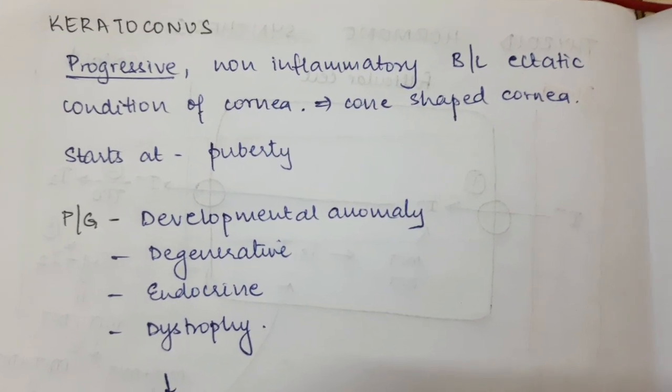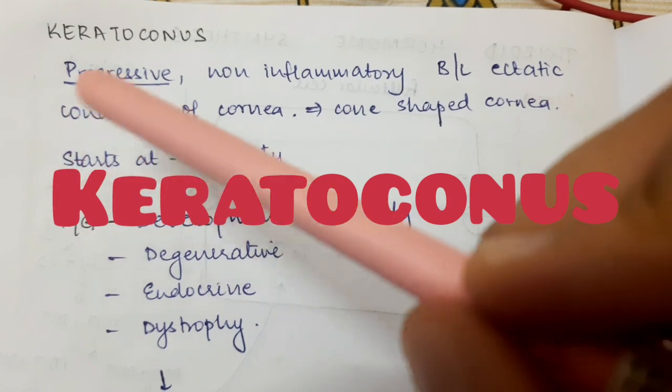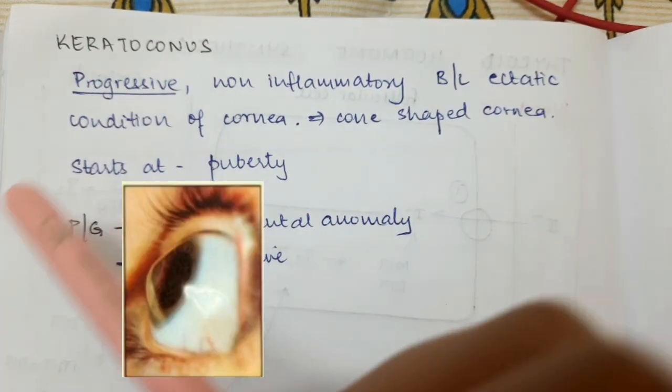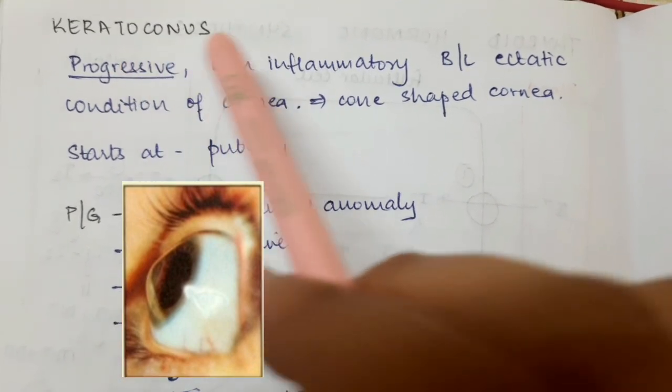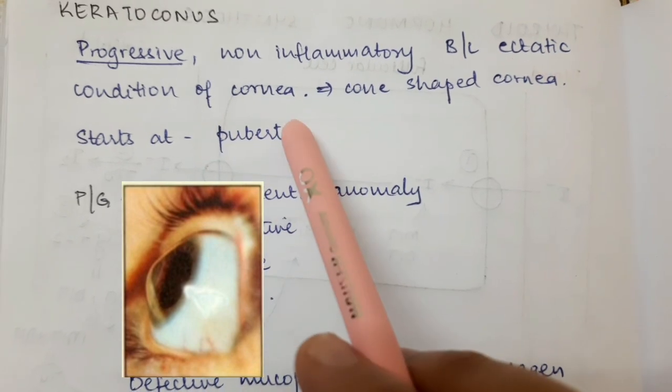Hello everyone, in this video we will look at the ocular condition keratoconus. Keratoconus literally means cone-shaped cornea. Now keratoconus means that it is a progressive, non-inflammatory, bilateral ectatic condition of the cornea.